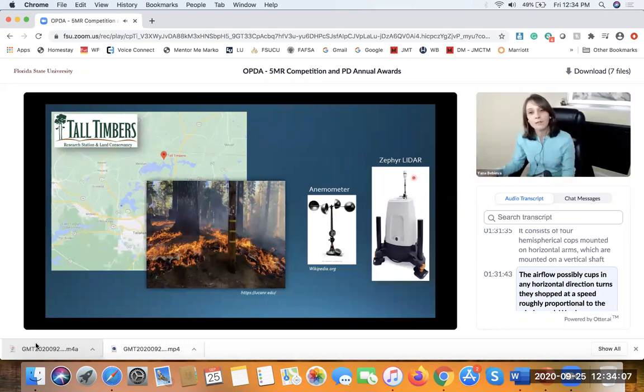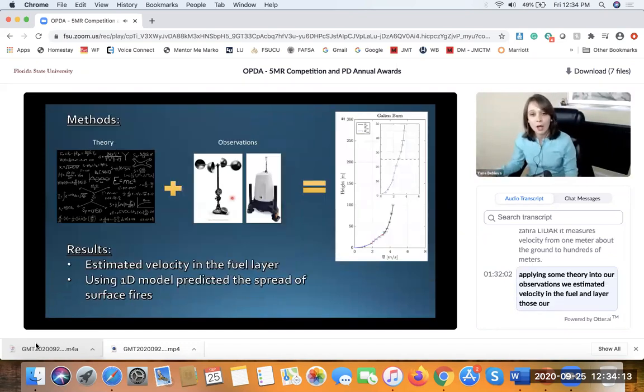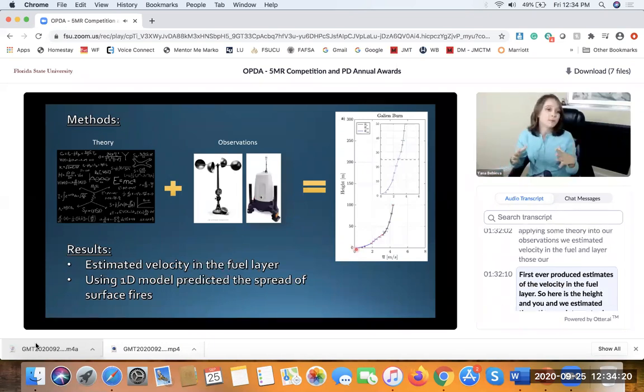It measures velocity from 1 meter above the ground to hundreds of meters. Applying some theory to our observations, we estimated velocity in the fuel layer. Those are first ever produced estimates of the velocity in the fuel layer. So here you see height and U, and we estimated these points. Next, using these estimates and a simplified 1D model, we predicted the spread of surface fires.